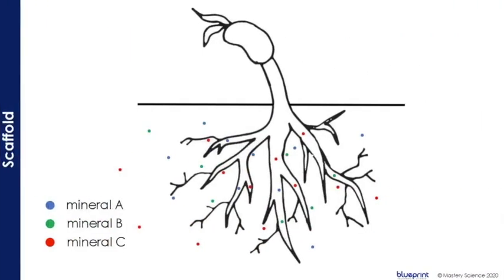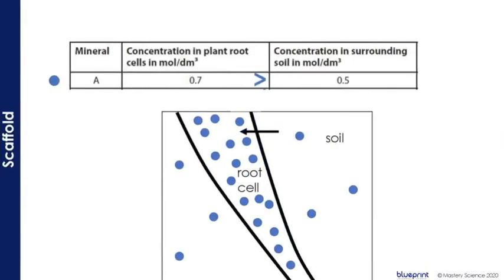And we also find it's really good to show how you can visualize data using diagrams. So we've got a diagram here showing the roots and showing the different minerals around the roots, in the roots and in the soil. And we can go even further and model this at a particle level. So we can actually show how you can visualize the differences in concentration of particles between the soil and the root as well.